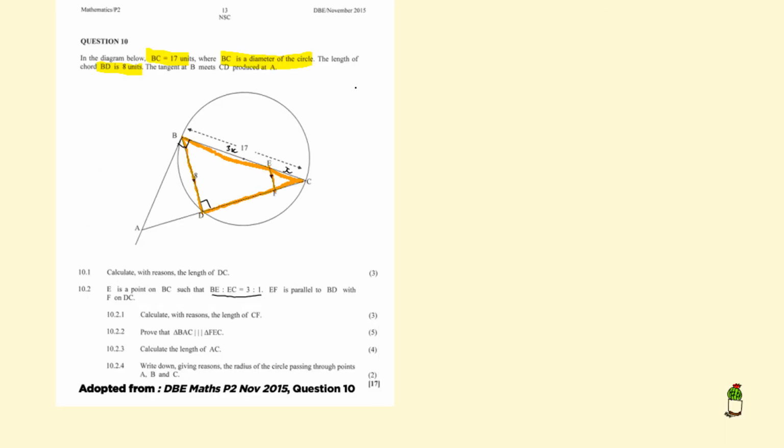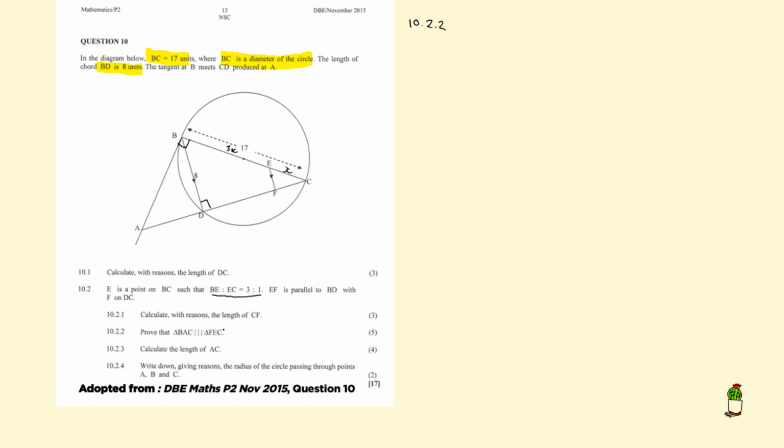Okay, so question 10.2.2 then is asking us to prove that the triangle BAC, so this big triangle, I'm not going to highlight it, remember that's the big triangle, is similar to triangle FEC. So FEC, so this little tiny triangle here, let's just remove this highlight. Okay, so now we're working from the small little triangle to the big triangle. Alright, small triangle, big triangle.